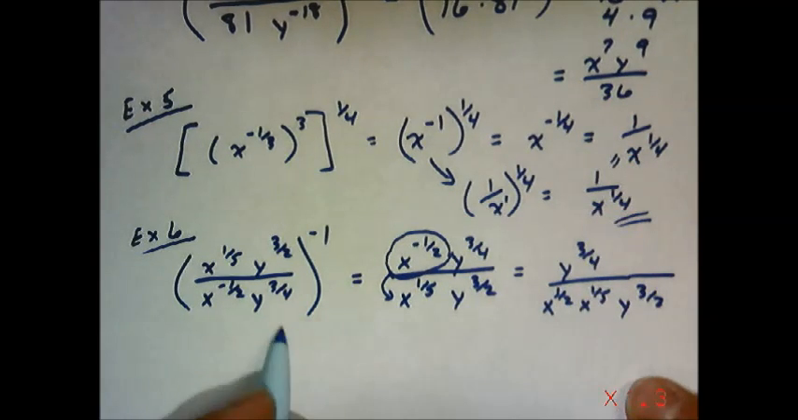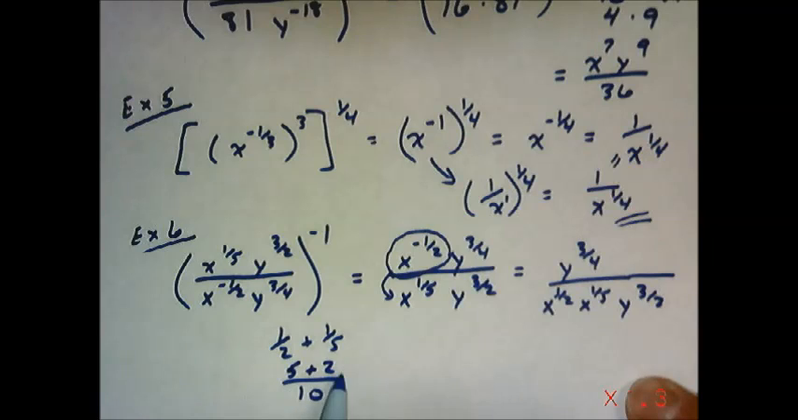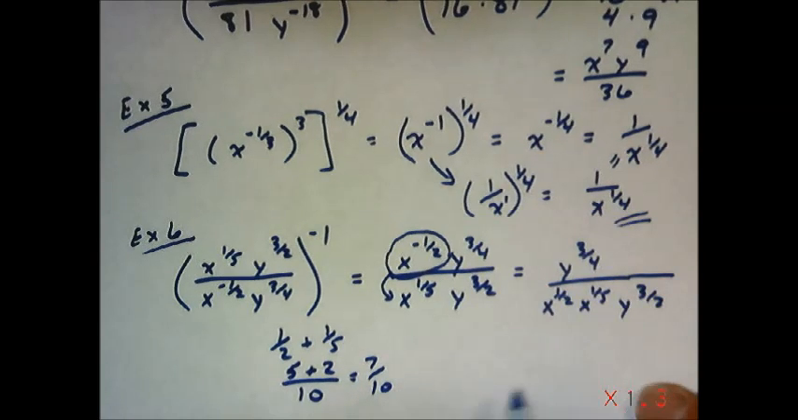To add 1/2 to 1/5 off to the side here, remember we need a common denominator between 2 and 5. That's going to be 10. We multiply the 2 by 5, so we multiply the 1 by 5. We multiply the 5 by 2 to get 10, so we multiply the 1 by 2 and get 10. So we'll end up with 7 tenths. Since our x's started on the bottom, they're going to finish up on the bottom as well.